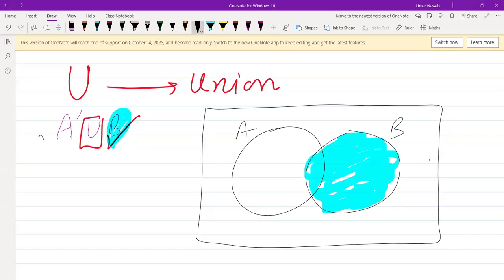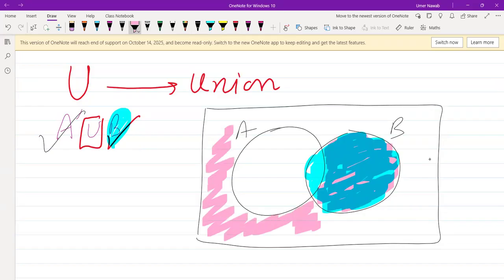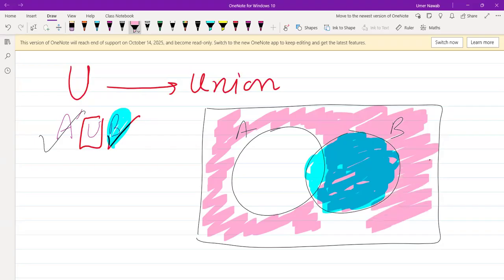Now I have to shade outside of A. Now, which portion is outside of A? This portion is also outside of A. Let me reshade this blue part. And this portion is also outside of A. You just need to avoid the circle of A and shade the rest of the region within this rectangle. So this is A complement union B.